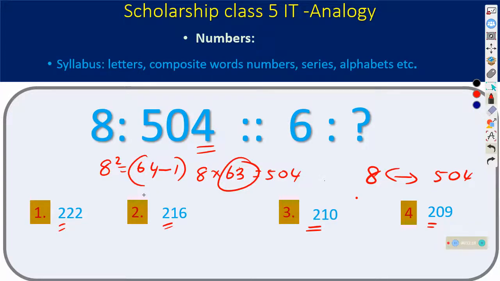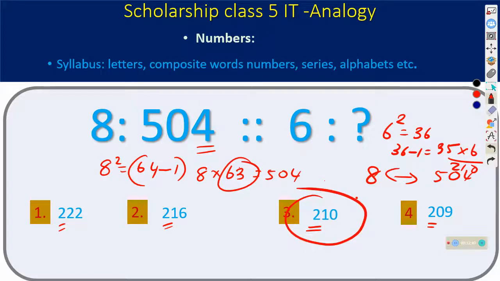If it is like that, it should be 6 square, which is equal to 36. 36 minus 1 is equal to 35, into 6, 210. There is an answer, 210 here. That means the answer is 210. I will explain once again to you. Okay, so this is it. I got it.